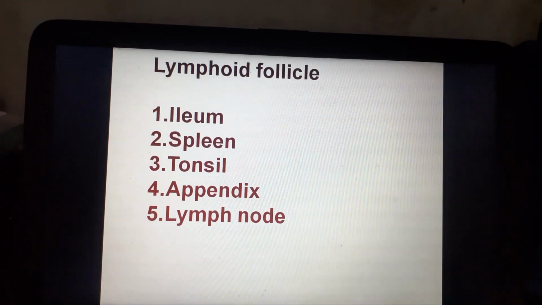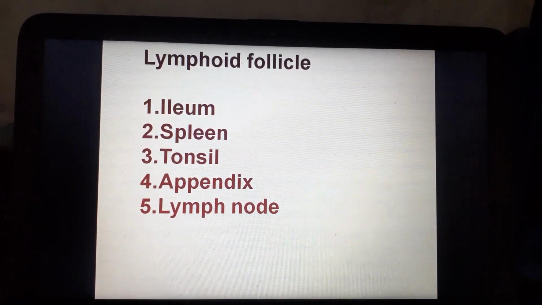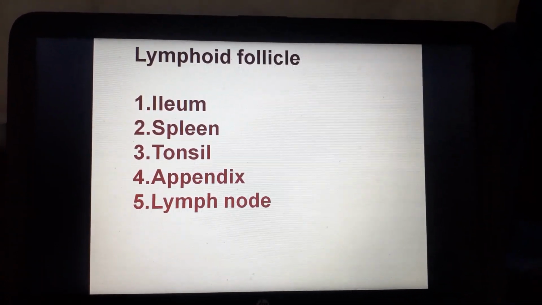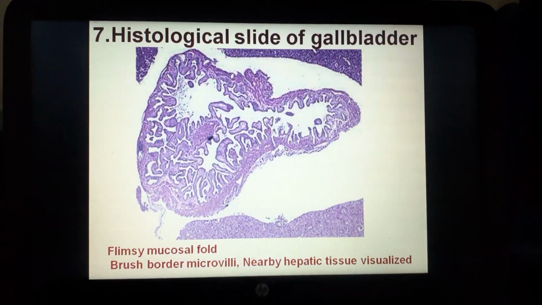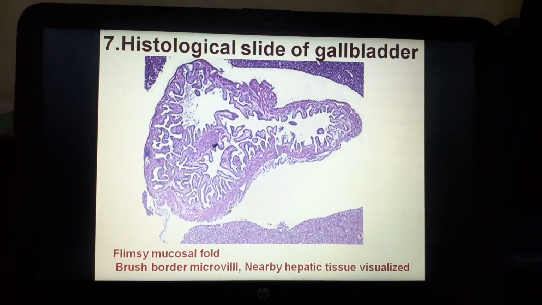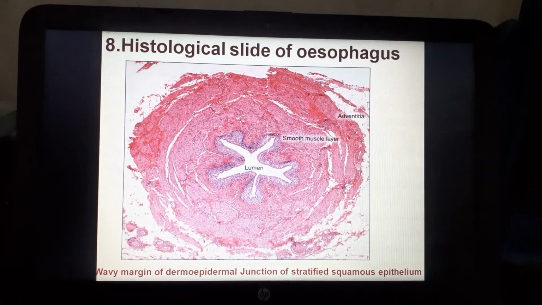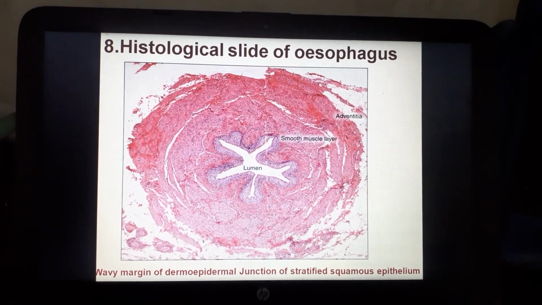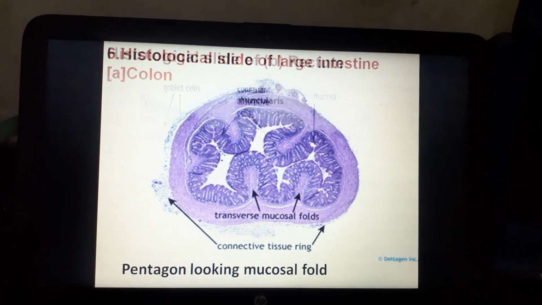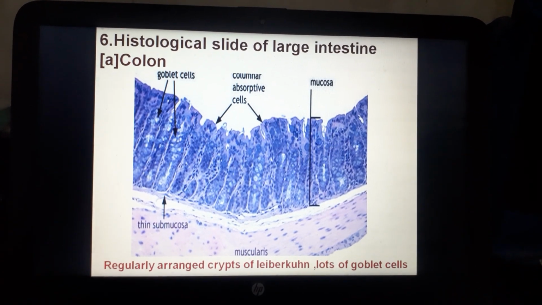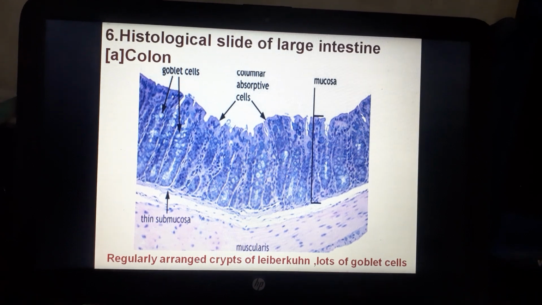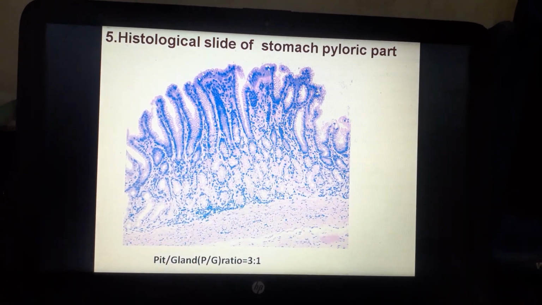Another point in histological slide, first, if there is villous structure, if it is flimsy, it is gallbladder. If it is the wavy margin of dermoepidermal junction, it is esophagus. Villi-like plus pentagon looking, rectum. Villi-like plus crypts of Lieberkühn, regularly arranged, it is of colon.